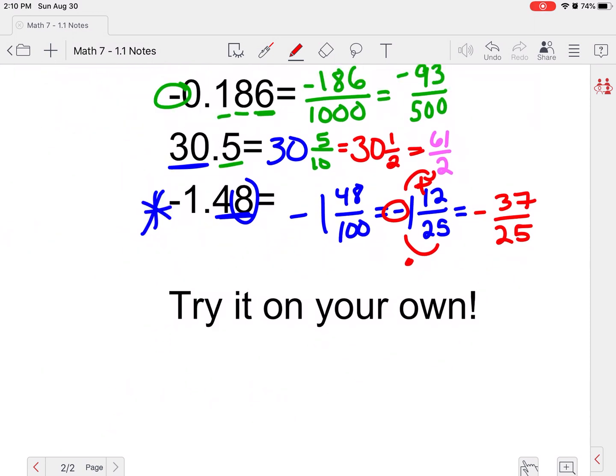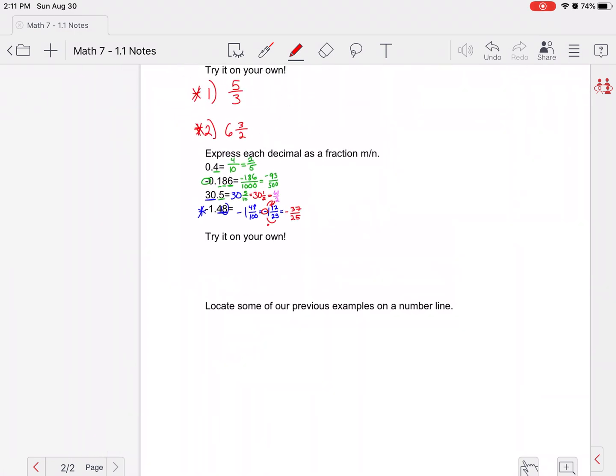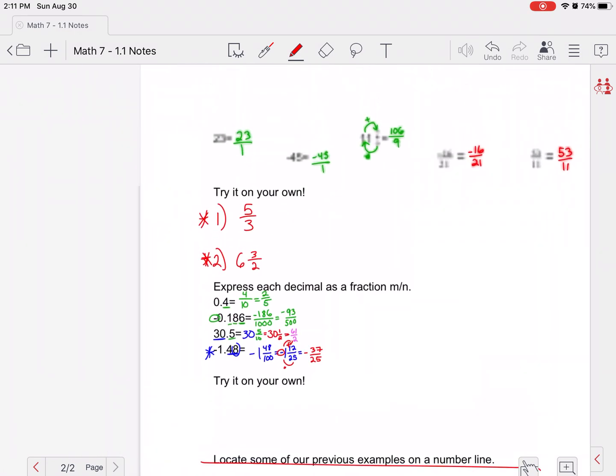Since I had you try that last one on your own, I won't have you try the current one on your own. We're going to go ahead and just skip this for right now. We can talk about that in class as we go back.